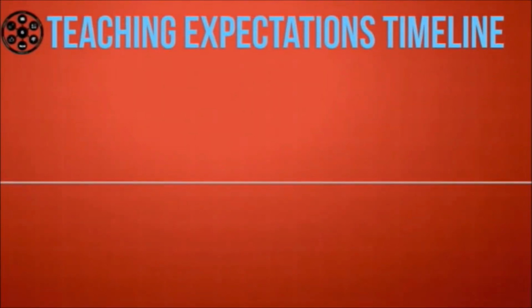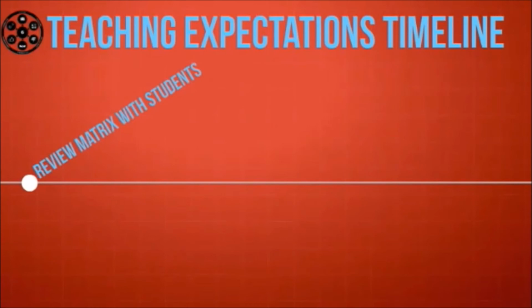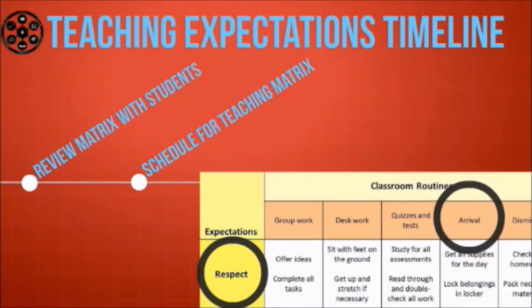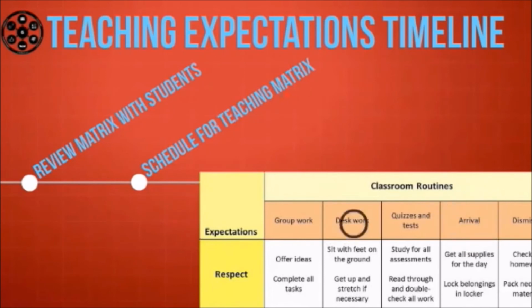For your teaching expectations timeline, in the short term, review your matrix with students. Then, decide on a schedule for teaching content in the matrix. You could teach the content by guideline for success. For example, spend some time working on respectful, then move on to ready to learn. You could teach by classroom routine. For example, maybe you begin with what the guidelines for success look like at arrival, then you move on to what the guidelines for success look like during independent seat work, and so forth.